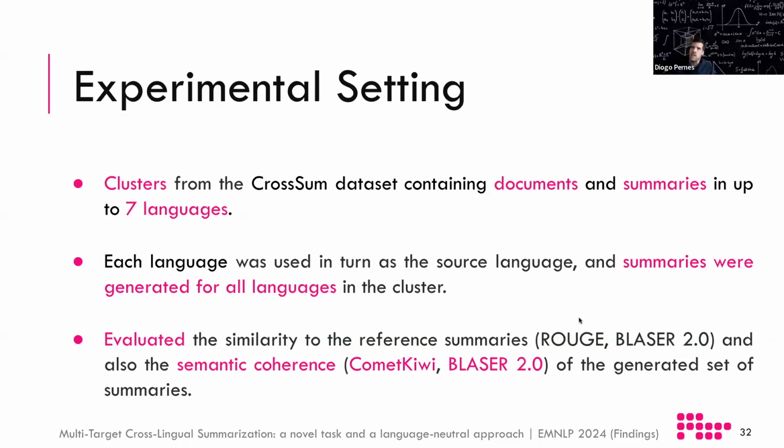In our experiments, we used clusters of this CrossSum dataset, which contain documents and summaries in up to 7 languages. So each document will be summarized in up to 7 languages. And so we used each language in the clusters as the source language, and then we generated summaries for all the languages in the cluster.